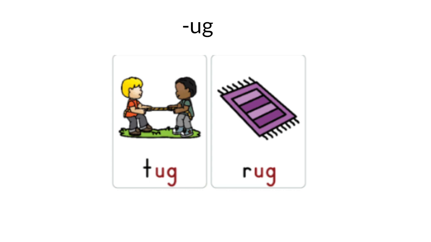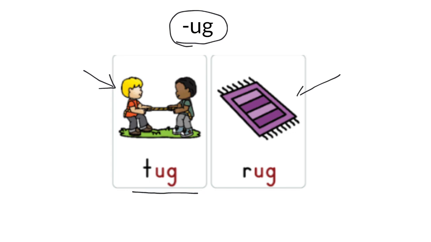Let's start by talking about the ug word family. Ug, ug. Look at this picture. What do you see? Yes, I can see two kids playing tug of war. Now let's take a look at the word tug. T-U-G. Can you think of a word that has the same ending sound as tug?